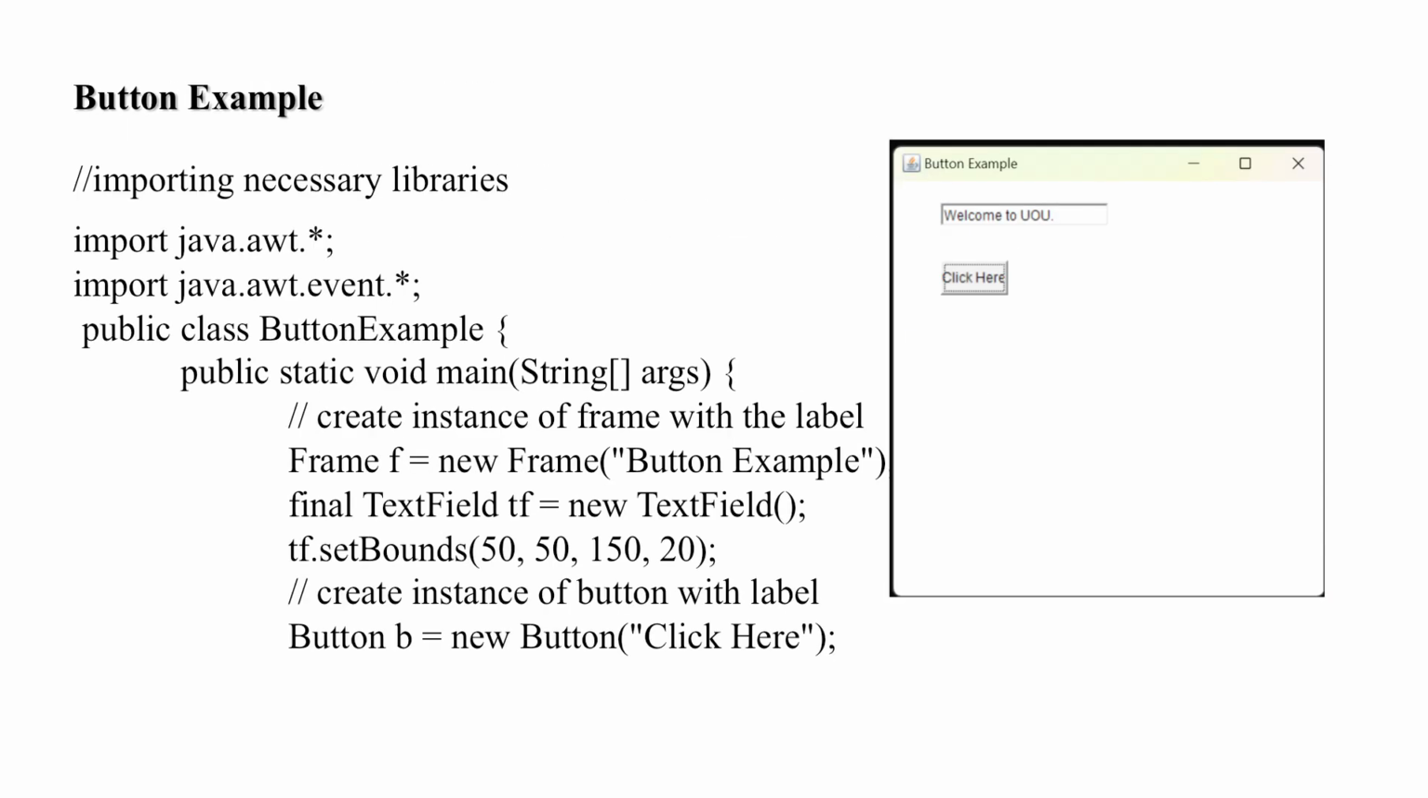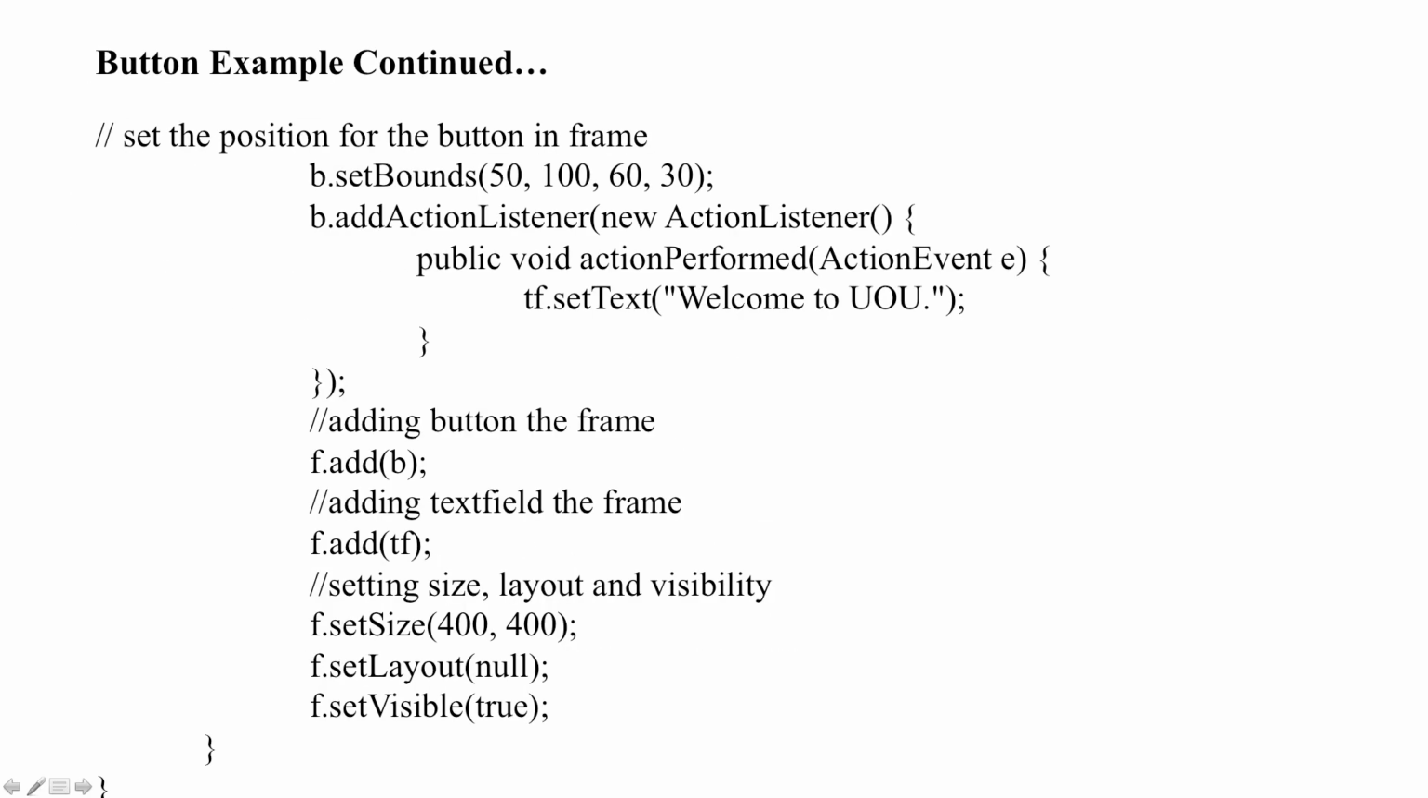Then the button example. Now how does a button work as an event? Again, declaring the Java library, we will declare one instance of the frame, say ButtonExample, by declaring it new. Then we have to give some text field. Then click here. We have created one button. Click here means this will initiate one sort of action and create one sort of event over there. So this text is welcome to UOU.